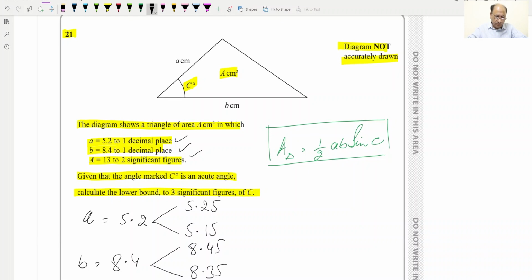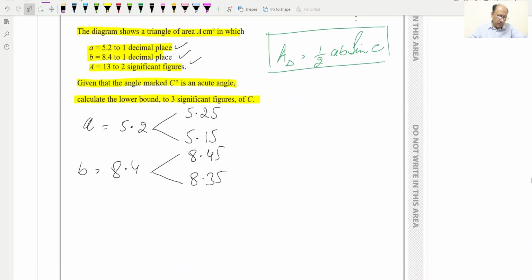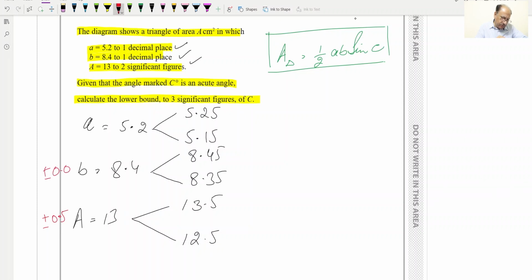These are the bounds which we have written, and we will write the bounds for A also. A is equal to 13, rounded to two significant figures. So upper bound, lower bound: the upper bound will be 13.5 and the lower bound will be 12.5. Plus minus half in this case, this will be plus minus 0.5, and this will be plus minus 0.05, and this will be plus minus 0.05.